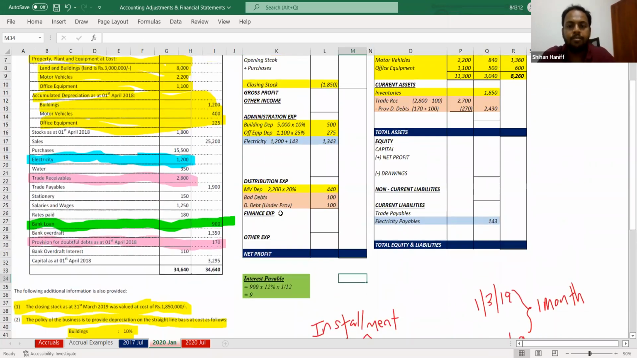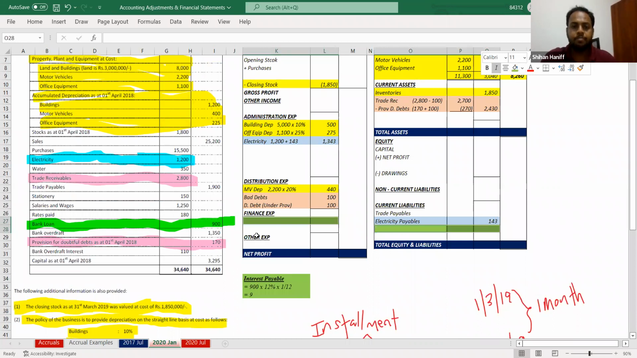Double entry for the interest: interest expense account debit, interest payable account credit. Finance expense, bank loan interest 9,000; bank loan interest payable 9,000.